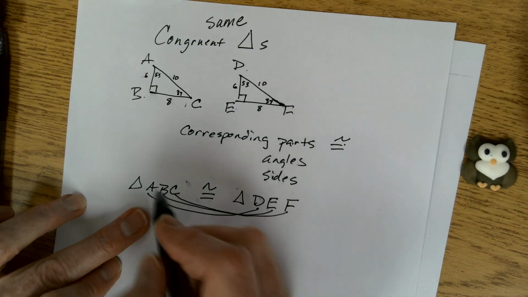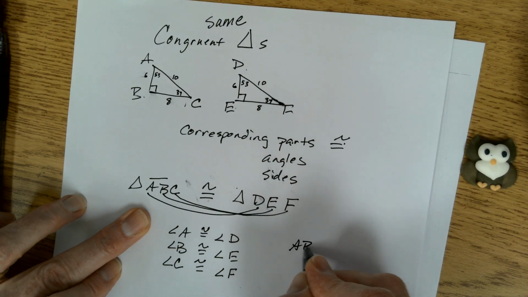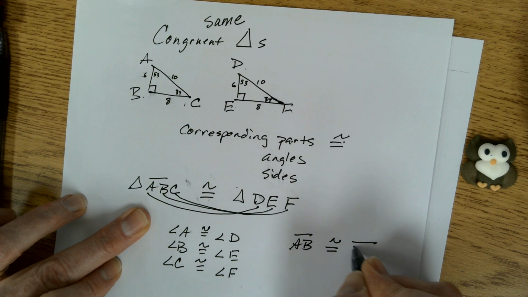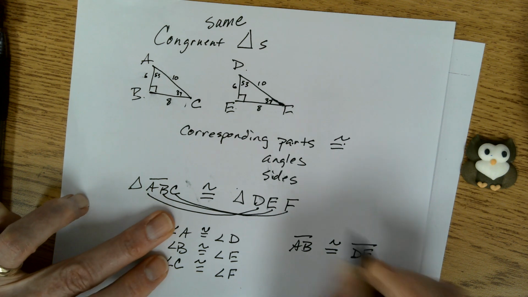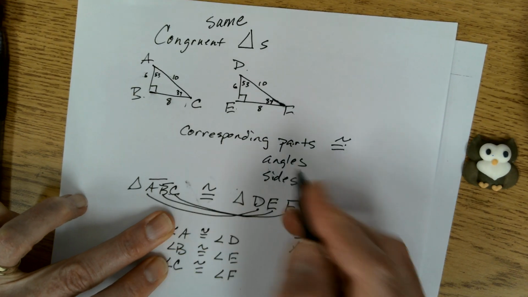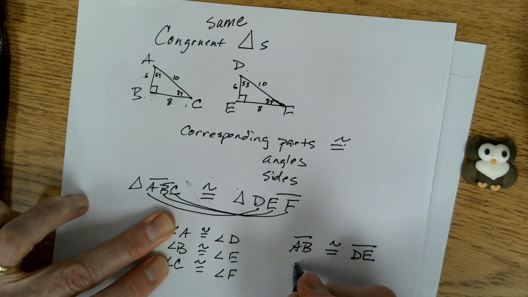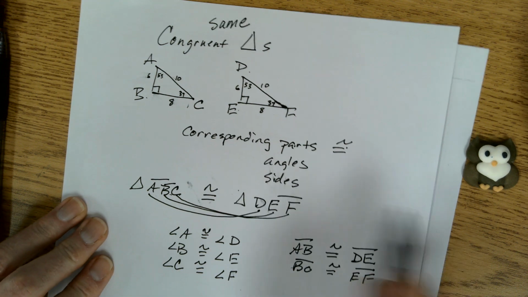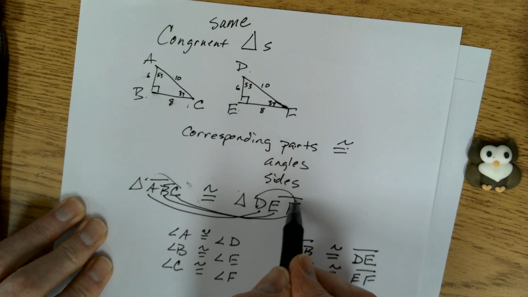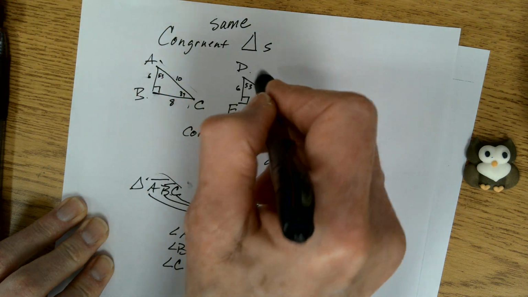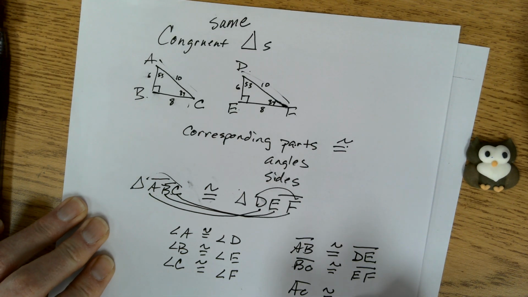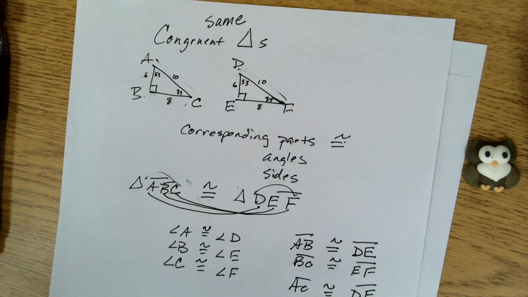We also said all the segments. Side or segment AB would have to be congruent to segment DE. Side BC, last two letters, side EF. These two segments have to be congruent. And then lastly, A to C and D to F, the hypotenuse. Okay? We learned this earlier.